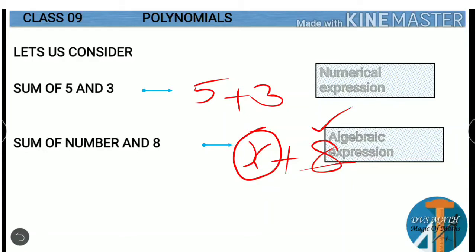So here, first, the sum of 5 and 3 you express as 5 plus 3, and that we call a numerical expression. The same thing, the sum of a number and 8, you express as x plus 8, right? So here x is a variable, 8 is a constant. The value of x is not fixed, but 8 is fixed, so it is called a constant. Together we call it an algebraic expression. We'll discuss more about this.